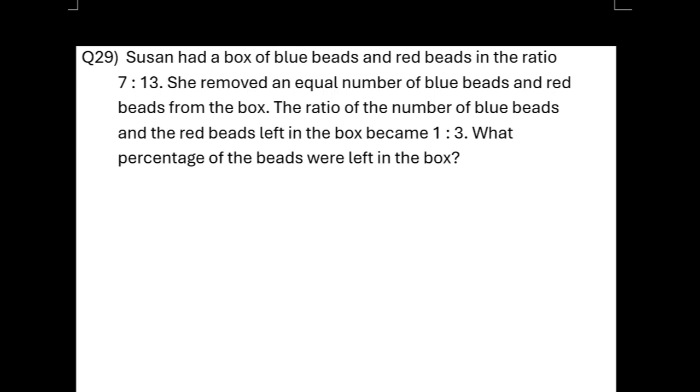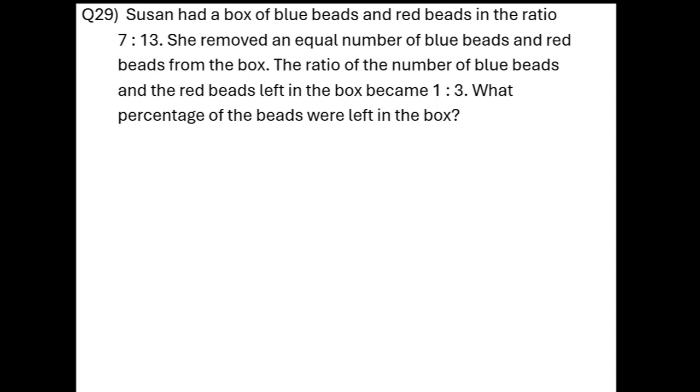Okay, question 29. Susan has a box of blue beads and red beads in the ratio of 7:13. She removed an equal number of blue beads and red beads from the box. The ratio of the number of blue beads and the red beads left becomes 1:3. What percentage of blue beads were left in the box?